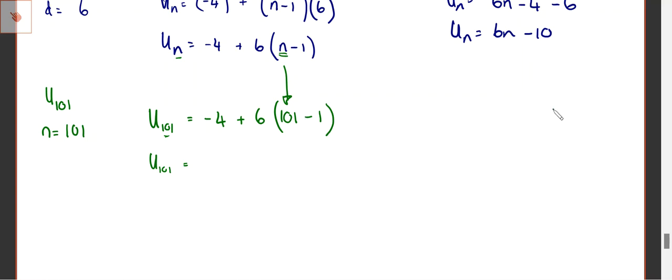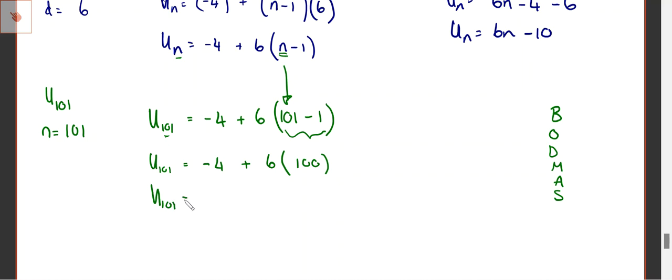So do you remember BODMAS? So what do we do first? Brackets. Okay, so let's do our brackets first. So -4 plus 6 lots of 101 minus 1 is 100. Okay, so that bit's done. What do we do next? Do you do BODMAS or do we do BEDMAS? We do BEDMAS because that makes more sense.